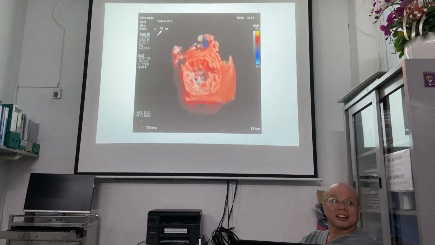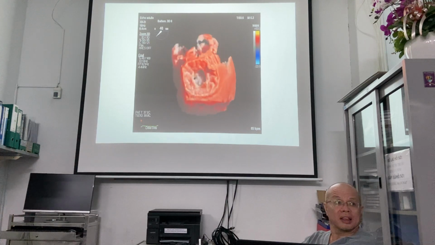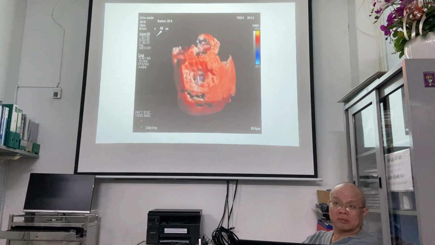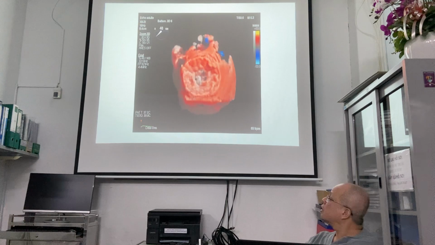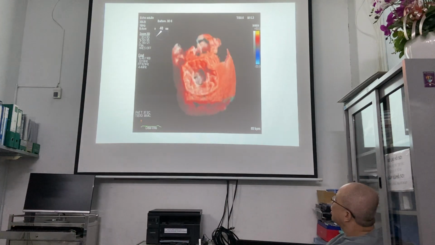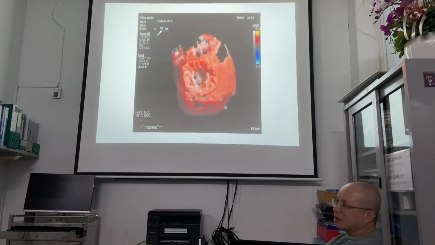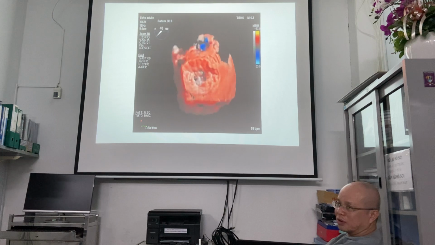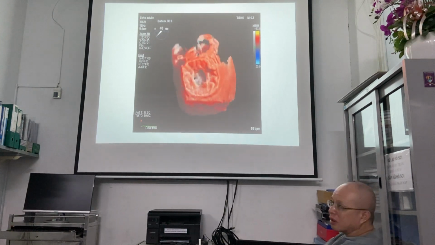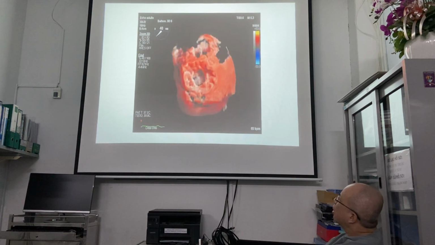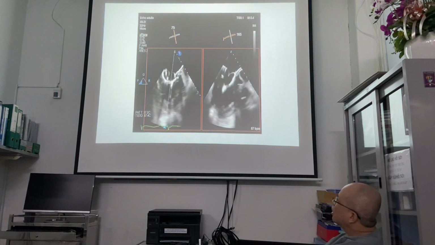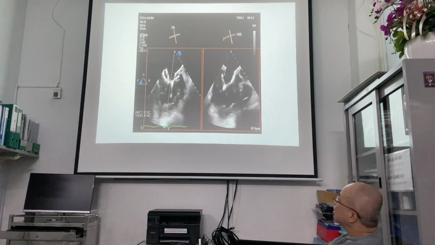So there is something strange there, yeah. So it should be the mitral, but the mitral has 2 leaflets, and this one has 3. I'll show you more.